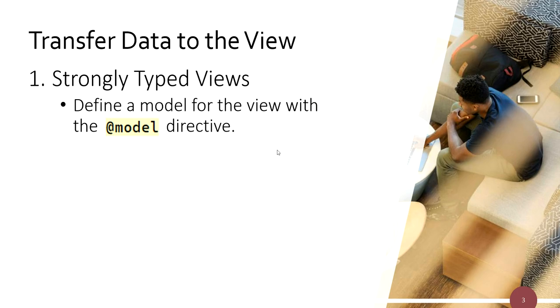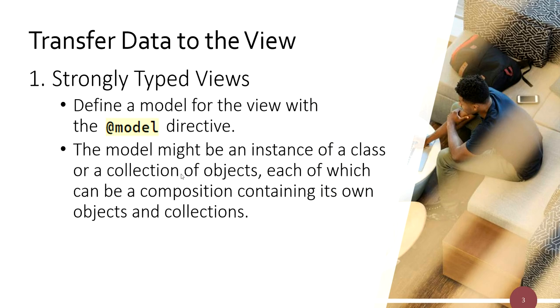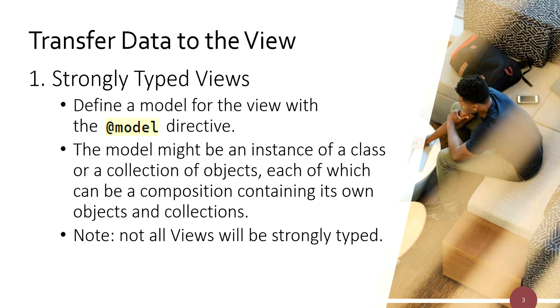Okay, so that's the one way. The model might be an instance of a class or a collection of objects, okay? But basically it has its own composition containing its own objects, collections, et cetera, and we can work with whatever the model is. But not all views will be strongly typed, right? Sometimes we have a view that does not have a model directive at all, and so we get data there in some of our other means, right?